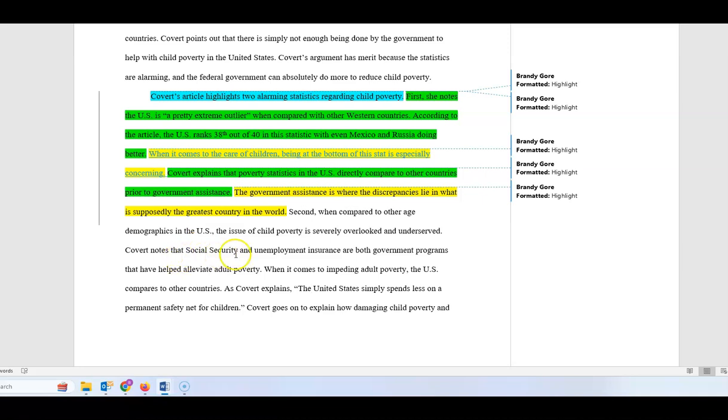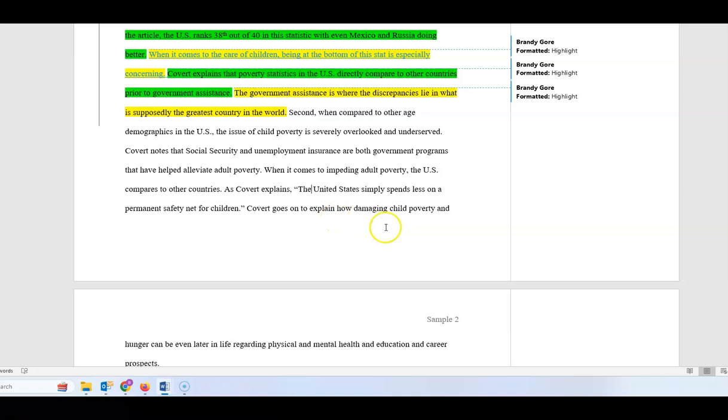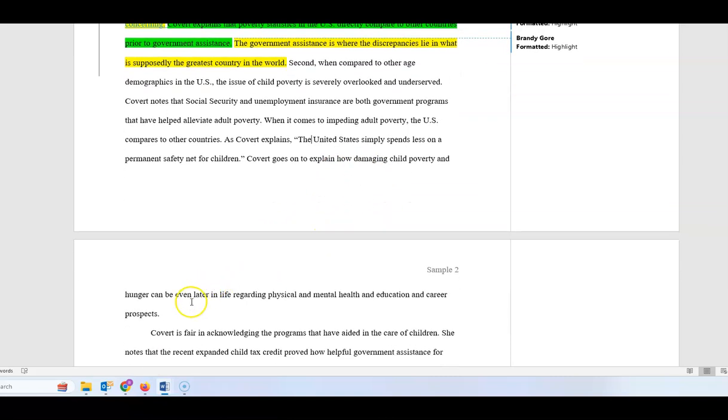Covert notes that Social Security and unemployment insurance are both government programs that have helped alleviate adult poverty. When it comes to impeding adult poverty, the U.S. compares to other countries. As Covert explains, the United States simply spends less on a permanent safety net. Covert goes on to explain how damaging child poverty and hunger can be even later in life regarding physical and mental health and education and career prospects. So while those are mostly I sentences, what else can be said here?